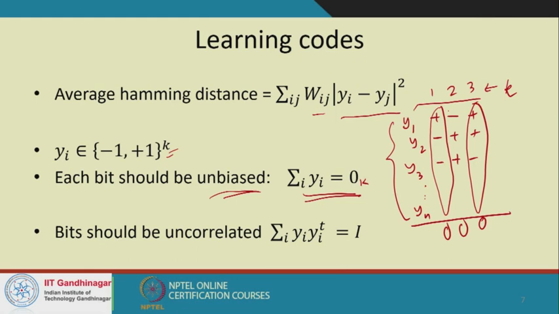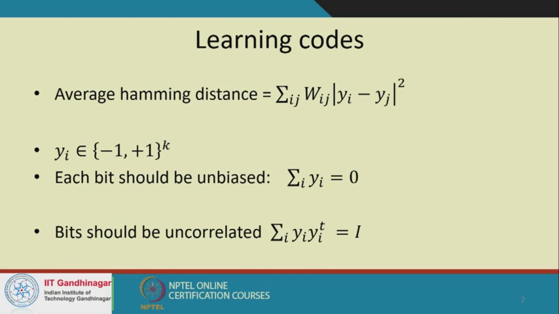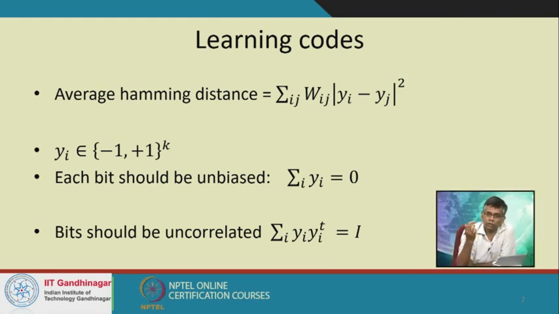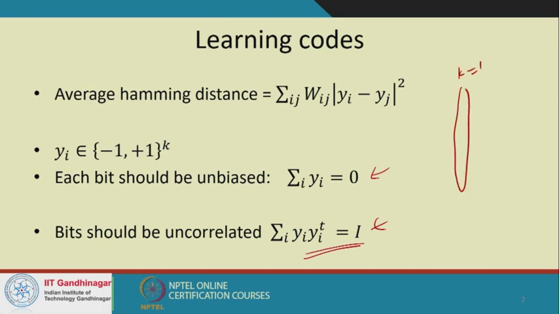Now, we also want the bits to be uncorrelated, which means that the y transpose y, the covariance matrix of the bits, is the identity. Why did this come about? This came about because we don't want, let's say, the first bit and the second bit to be copies of one another. So we want the dot product of these to be 0, and that's why the identity comes into the picture.